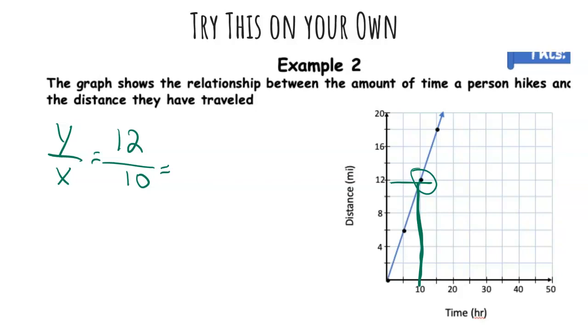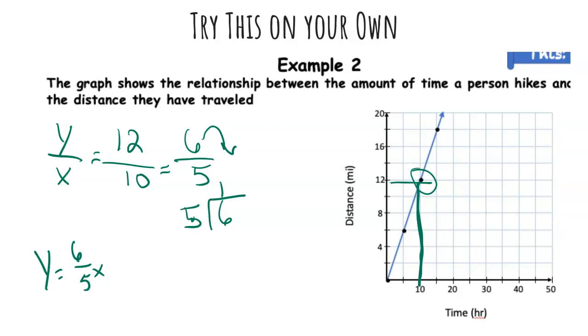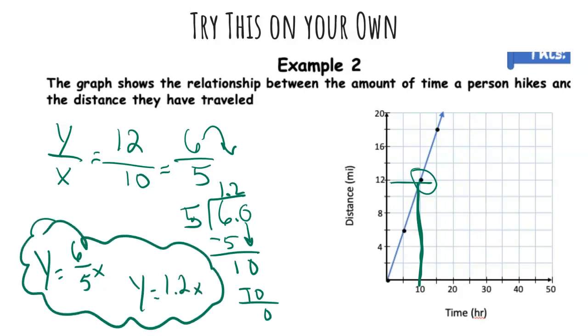Always want to simplify. This could become 6/5. So I could leave this as y equals 6/5x, or I could drop that numerator in the house and do 6 divided by 5, which comes to 1.2. So I could also write this equation as y equals 1.2x. Either one of these graphs, or either one of these equations, would be acceptable.